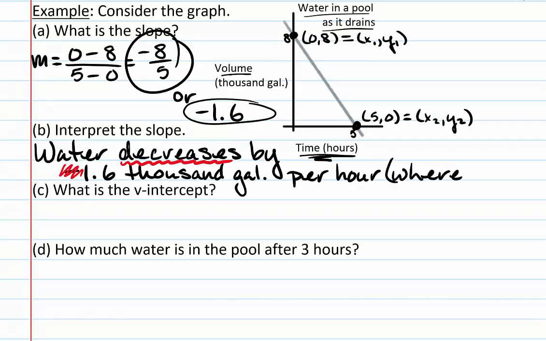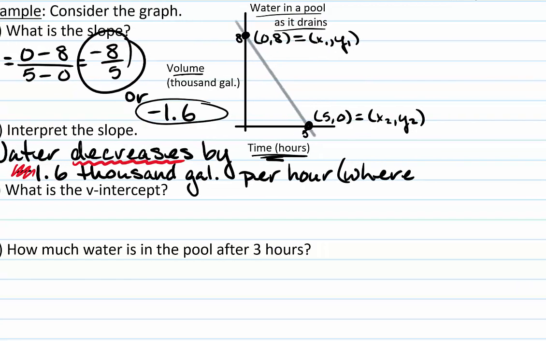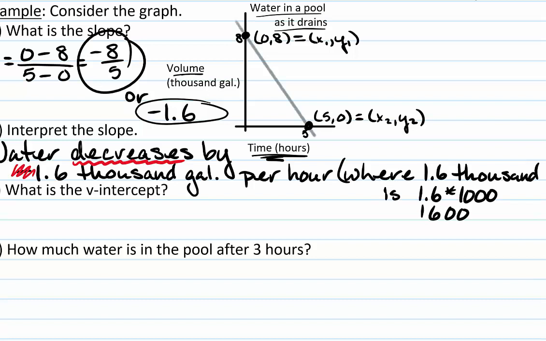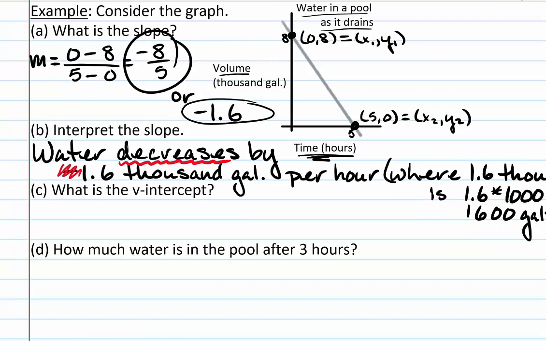Now, I was about to tell you what you can do with that 1.6 thousand. You could say 1.6 thousand. You could take that and turn it actually into a number. That's 1.6 times 1,000 is 1,600. So you would have 1,600 gallons. That would be another way you could say this. Just pick your favorite.